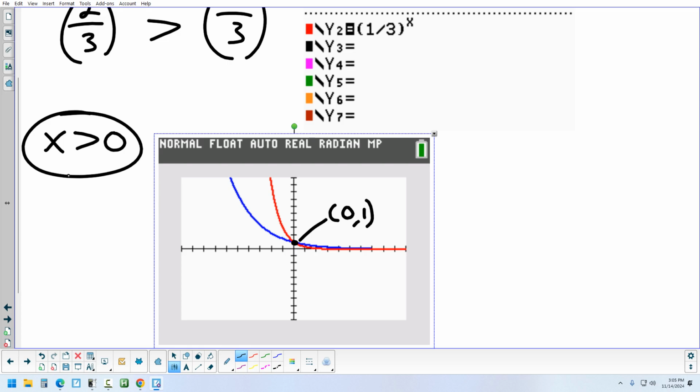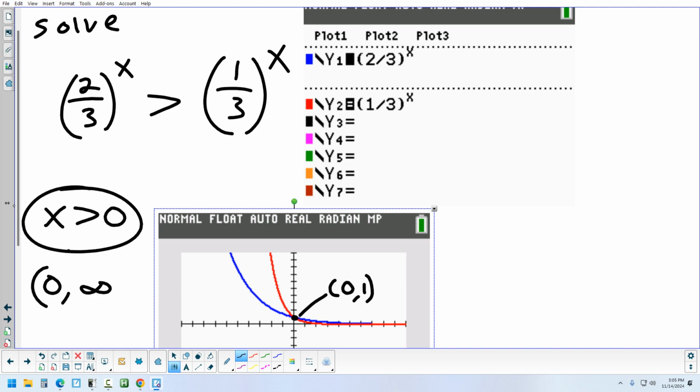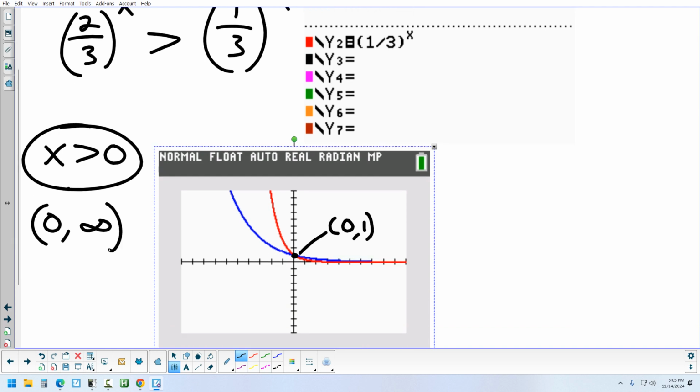Lauren? 0, infinity. Anything else we need? Parentheses. Why would you put a parenthesis on 0? Because it has to be greater than, not greater than or equal to. Right, it has to be greater than. And why a parenthesis on infinity? Because you can never reach infinity. Could never reach it. Perfect. All right. So that's how you would solve an exponential inequality graphically.